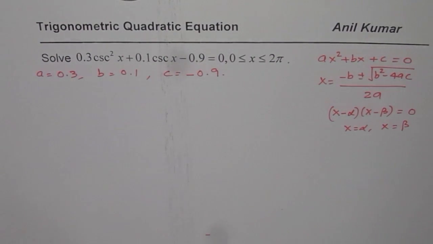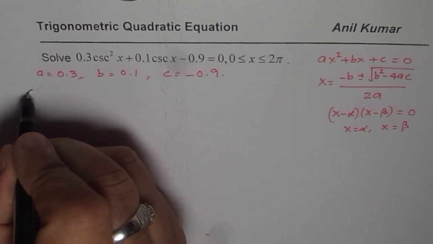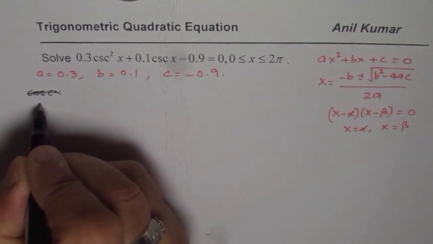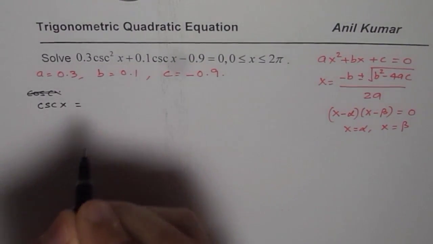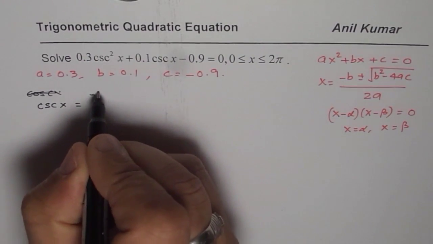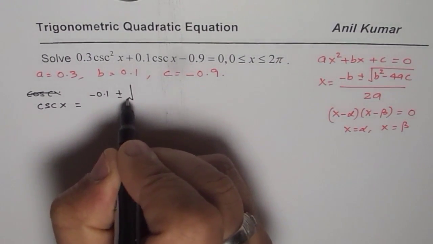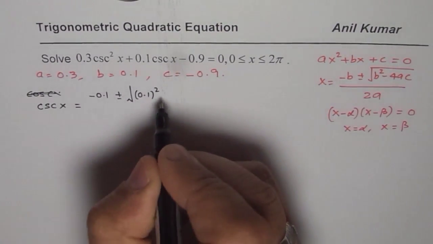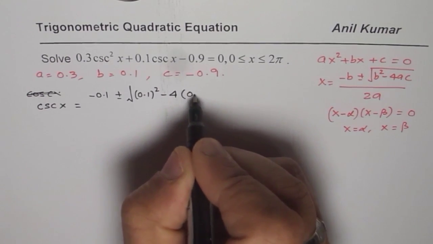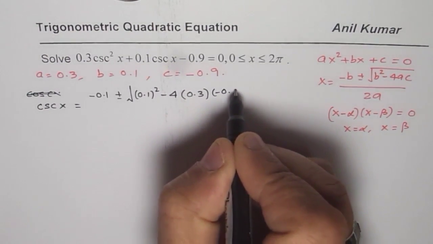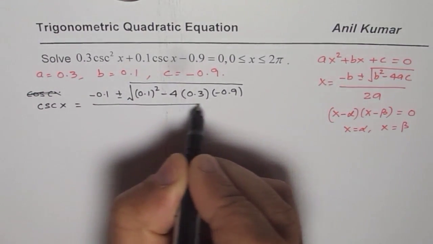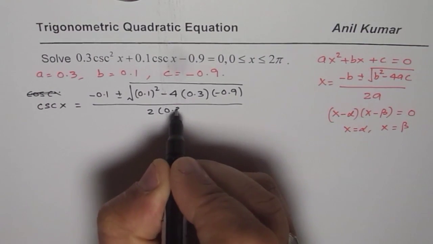So let's apply the formula first and then figure out what the cosecant values could be. Let me rewrite. Cosecant x is equal to minus b, that means minus 0.1, plus minus the square root of 0.1 square, that is b square, minus 4 times a, which is 0.3, times c, substituting these values, minus 0.9. Minus and minus will become positive. You should see that. Divided by 2 times a, which is 0.3.